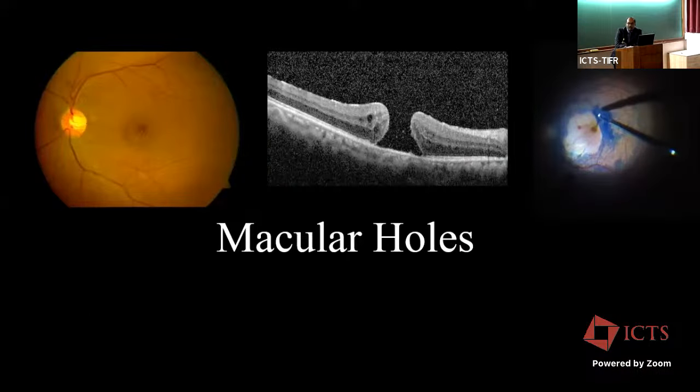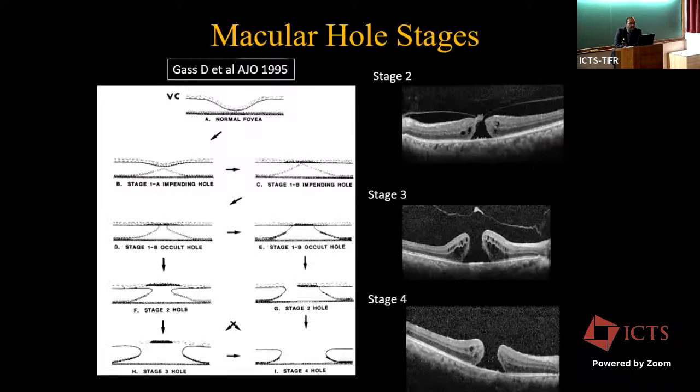So coming to the final one, so those two were medical. Now this is surgical. So sometimes, unfortunately, the macula can develop sudden breaks right in the center. So this is a macular hole right there. And this is the staging.